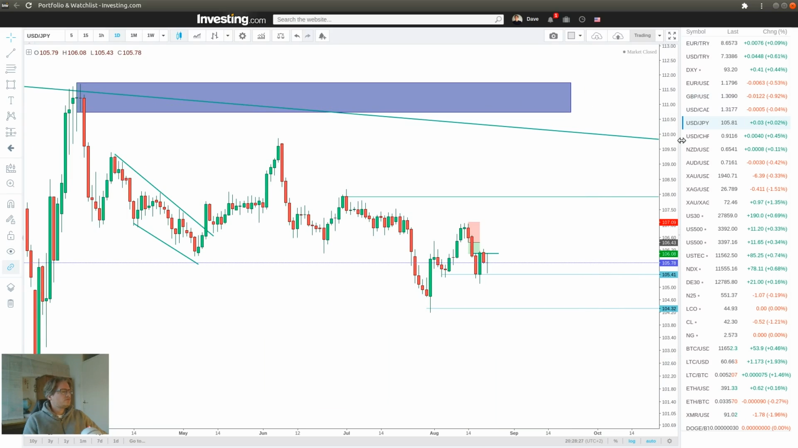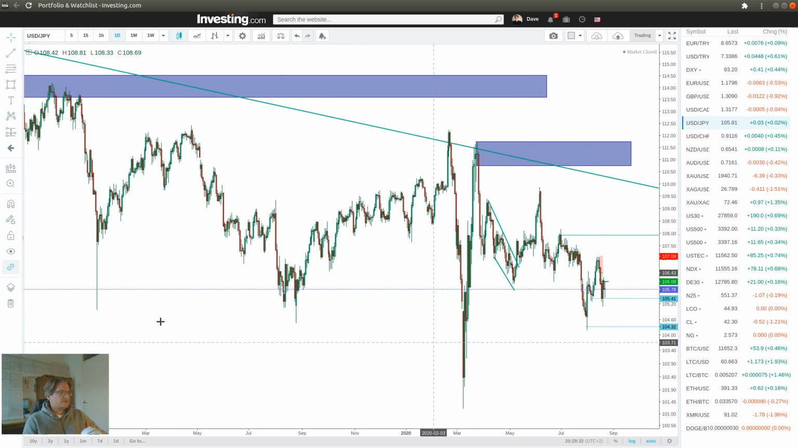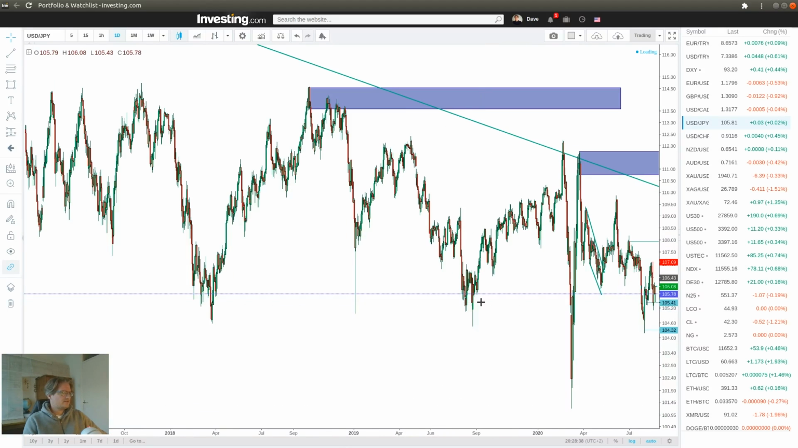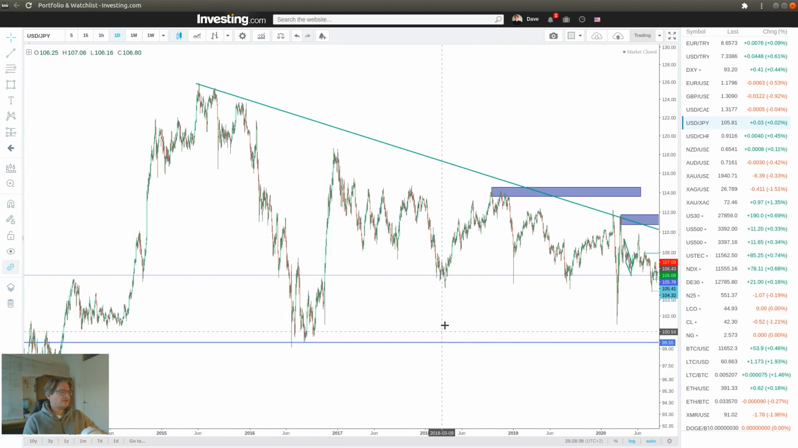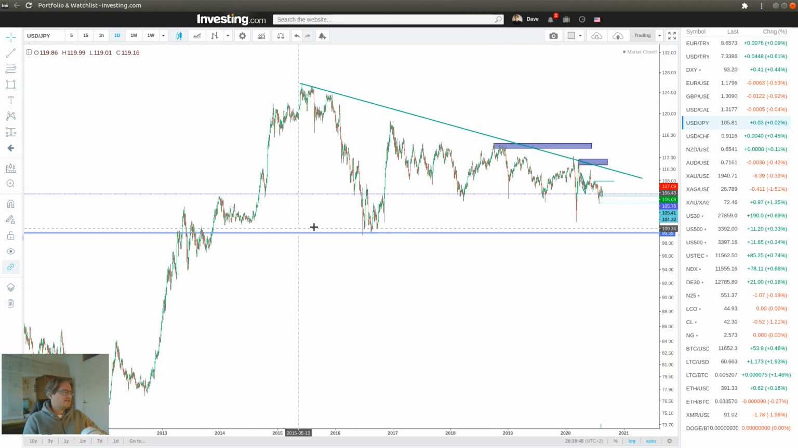Looking at US dollar Japanese yen, let me see, still in this longer term downtrend. Let's zoom in. There we go. And yes, in this very long term trend we can see this bottom here, and then constantly making lower highs, and here we have an intermediate bottom as well, that broke at the beginning of March.